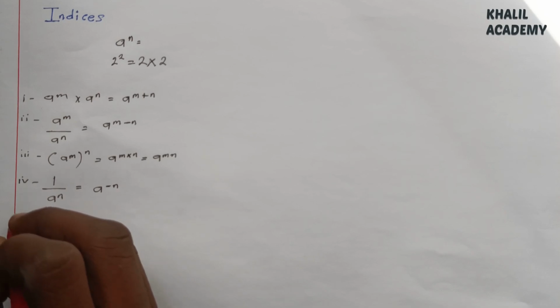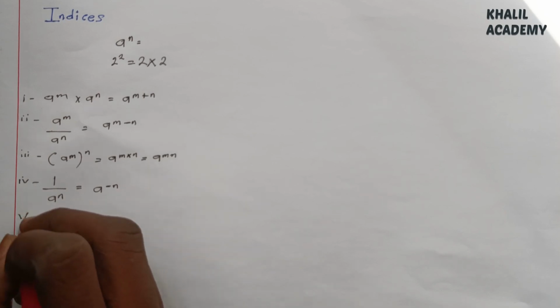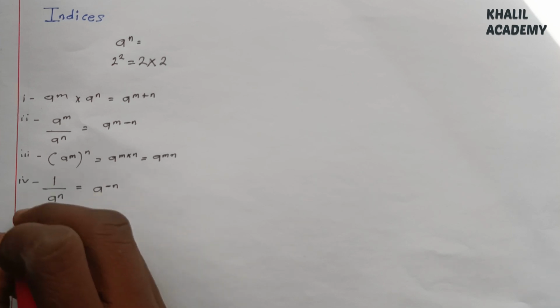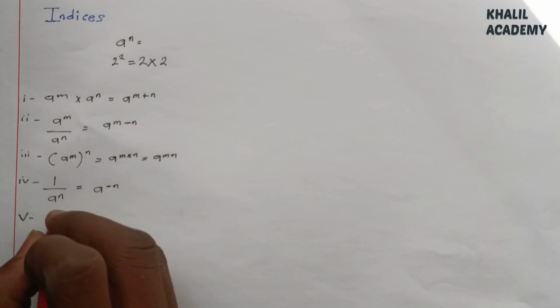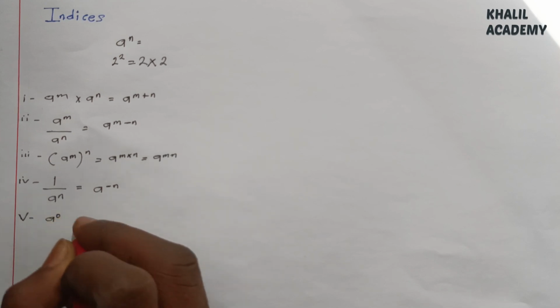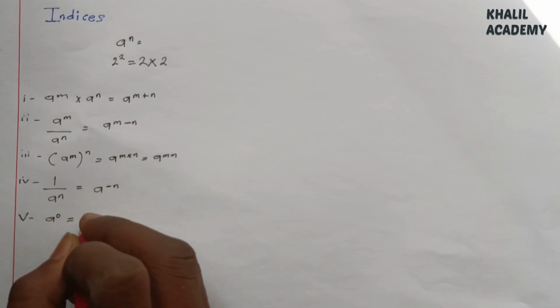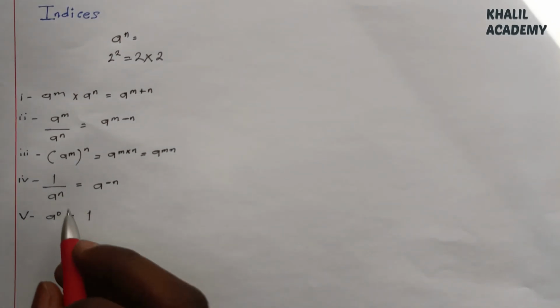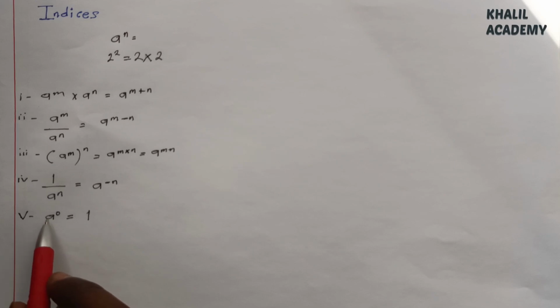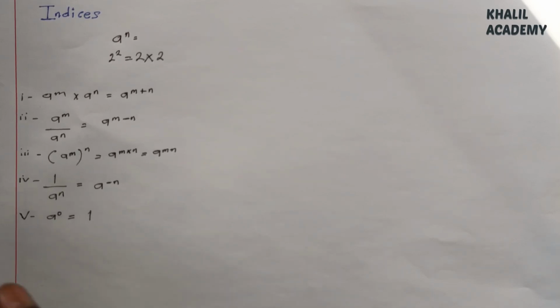Then the fifth law is a very simple one. It says if a is raised to the power of 0, it is definitely 1. So in this case, any integer raised to the power of 0 is the same as 1.